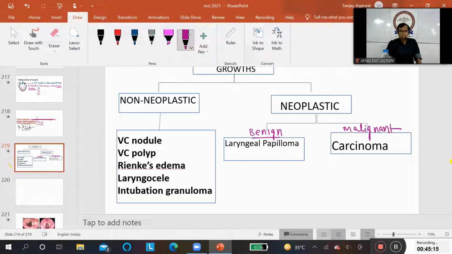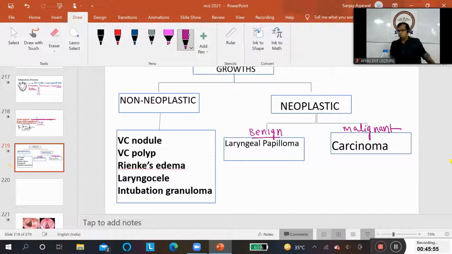Neoplastic can be benign or malignant. Benign is papilloma, and malignant has to be a carcinoma. There are 7 conditions, and we'll talk about all of them. In all these growths of the larynx, one common question which is very important for each of them is the treatment of choice. You should remember the treatment of each one properly.